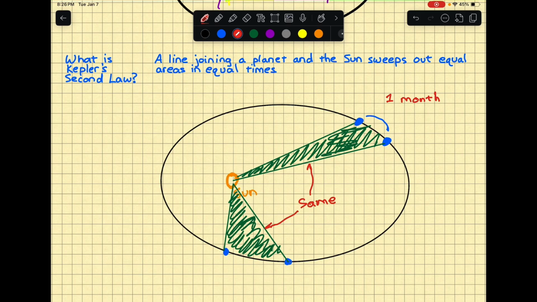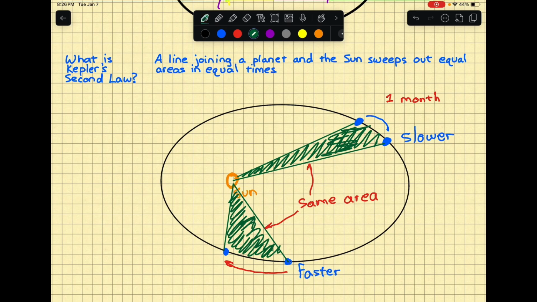This is what Kepler's second law says. They're going to have the same area, which means this distance has to be bigger so that you can create this same area, matching the original one. And so what we're really driving at here is that at this point, the planet is actually moving faster. At this point, it's moving slower.